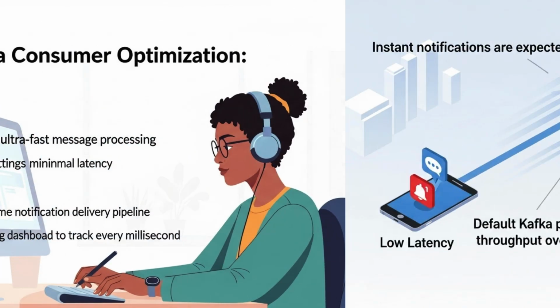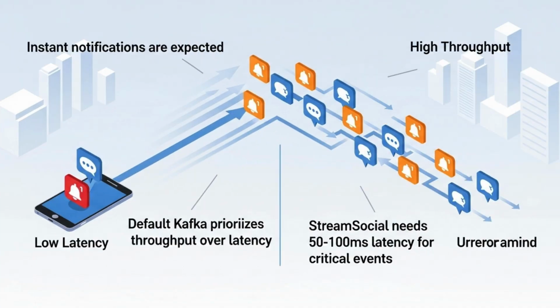Let's get started. Think about your favorite social media app. When someone likes your post, you get a notification almost instantly, right? That's not magic. It's a meticulously optimized system processing millions of events per hour, often keeping latency under 100 milliseconds. This instant feedback loop is what users expect, and it's a critical performance metric for many modern applications. Our case study, Stream Social, faces the exact same challenge. Their users demand immediate notifications for messages, likes, and trending content.